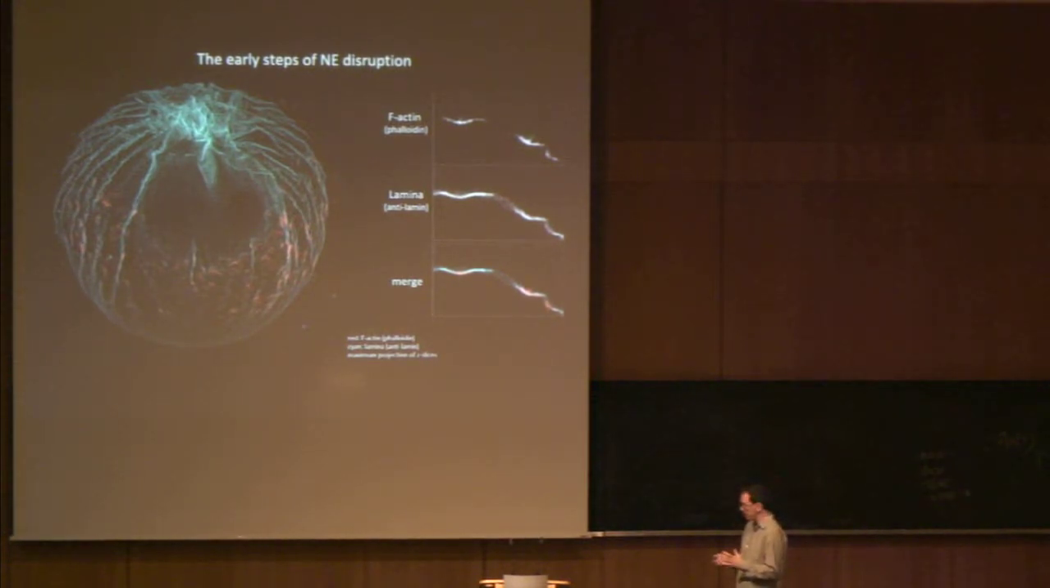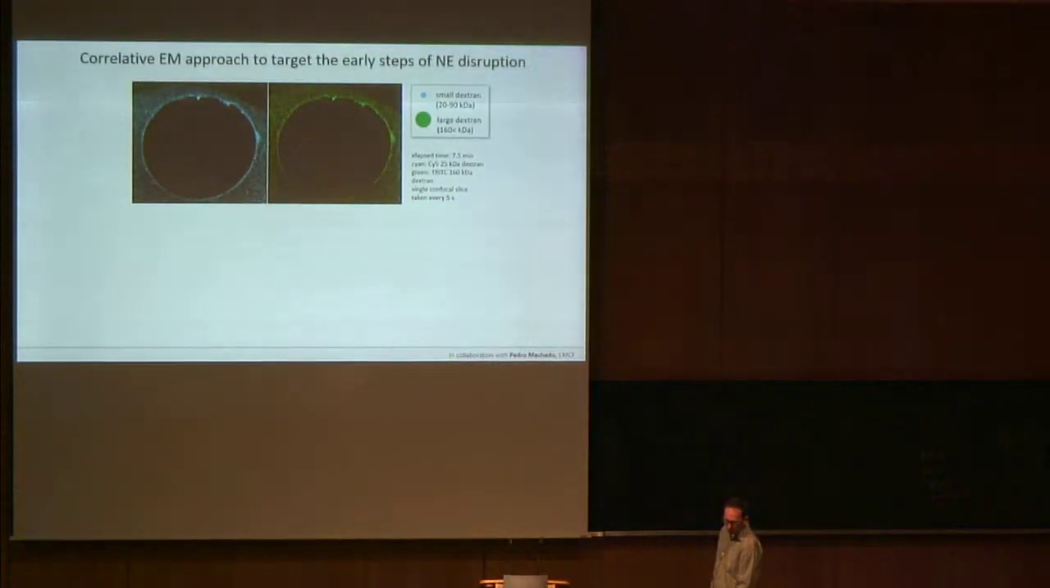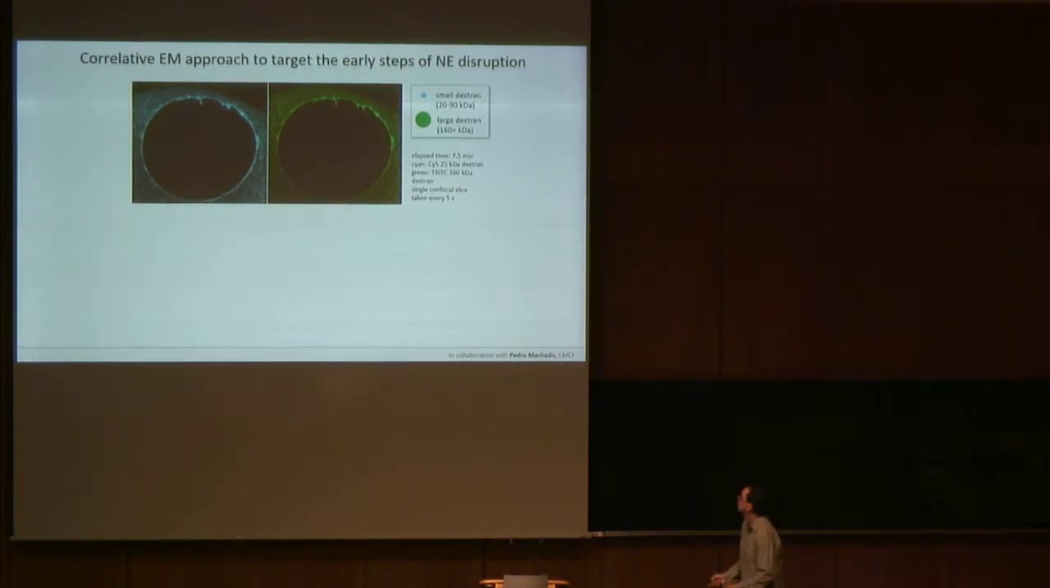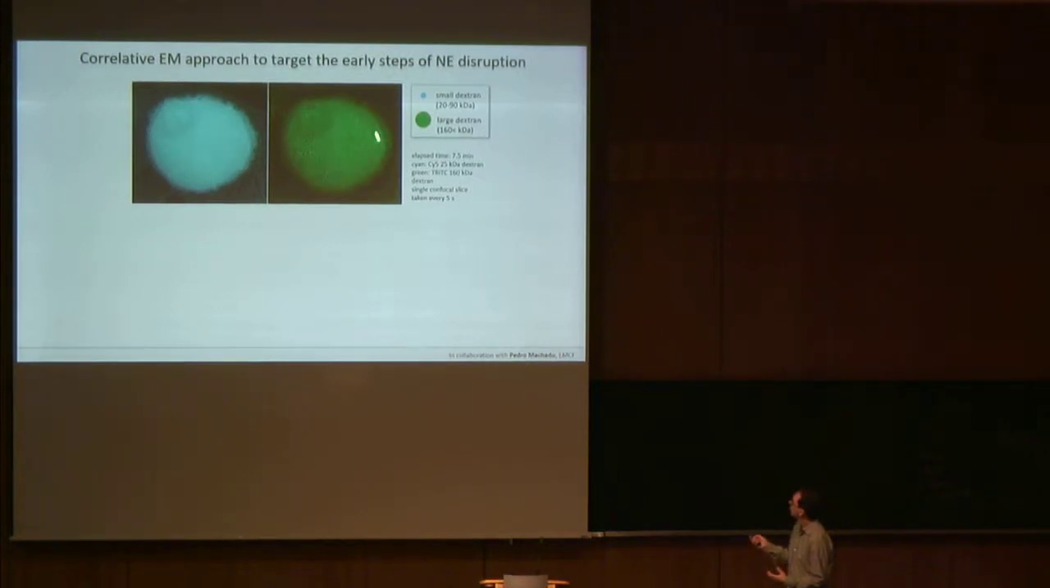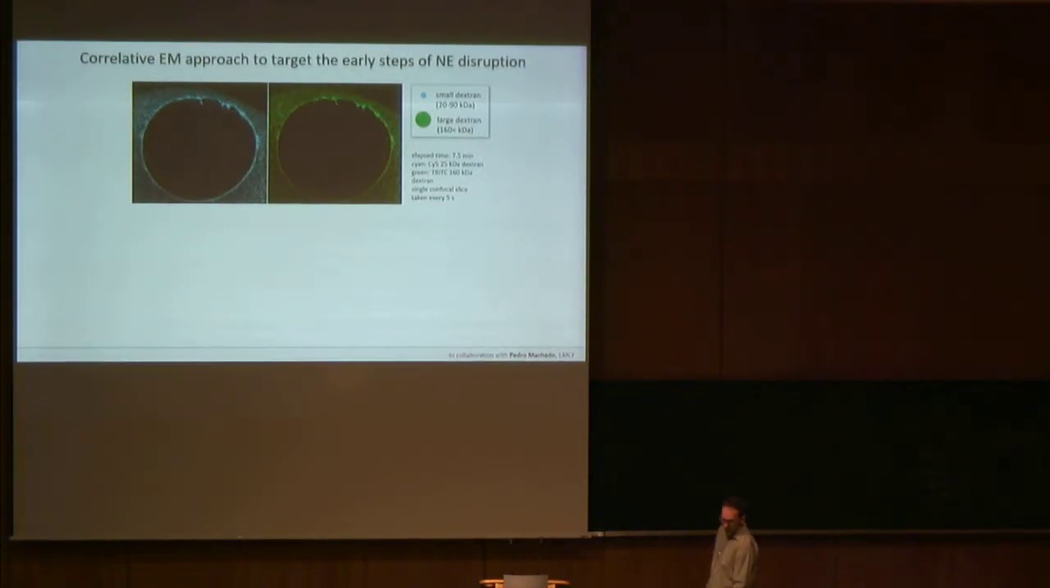Then we said, okay, to see something meaningful, we need to target these early stages when we have these small patches of actin, and then we might be able to see these. But how do we do that? So I showed you this dextran assay, and that, of course, can be used to stage this process.